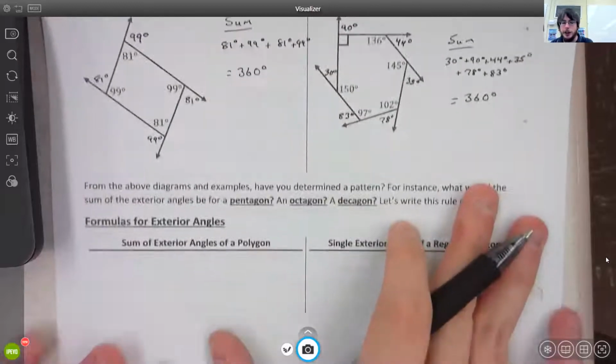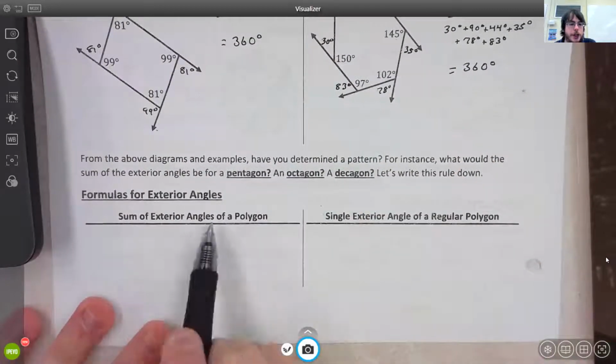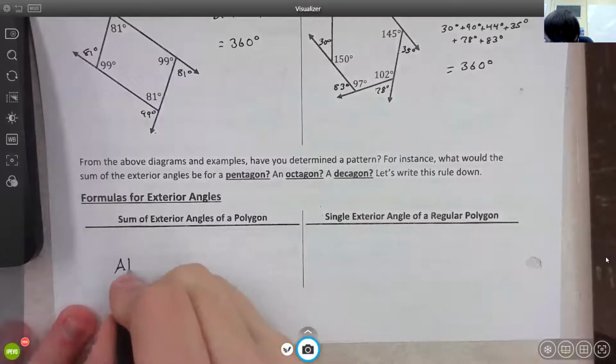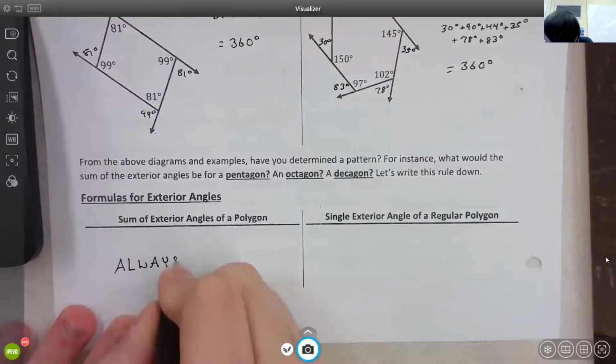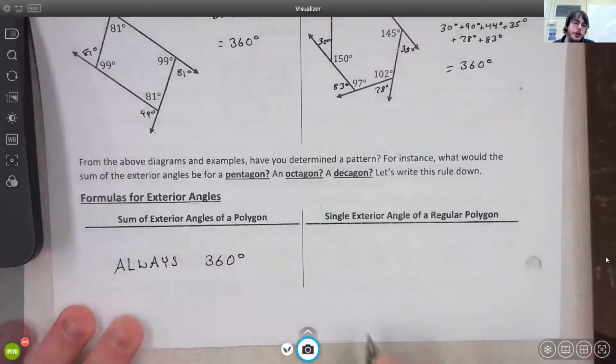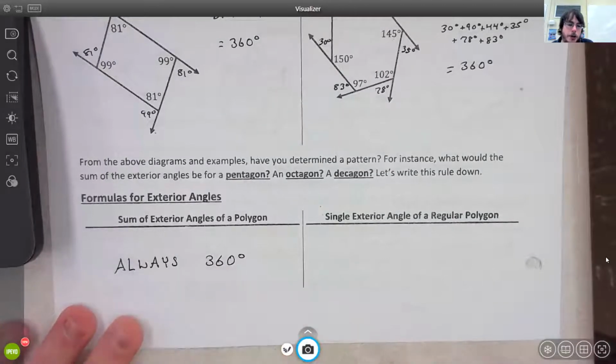So down here, the sum of the exterior angles of a polygon, it's the easiest formula in the world. It's always 360 degrees. So the sum of the exterior angles is always 360 degrees.